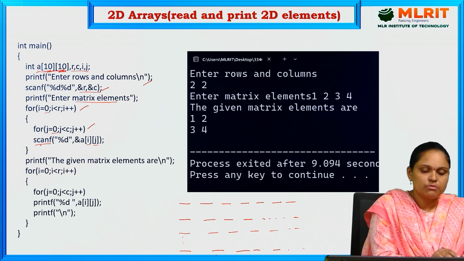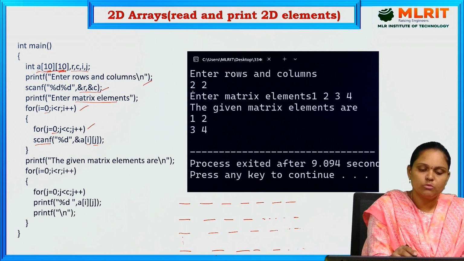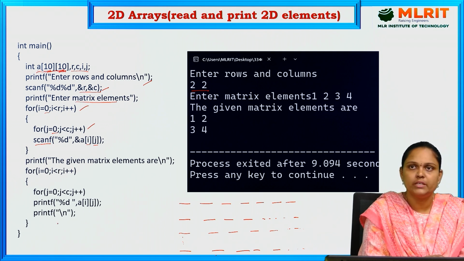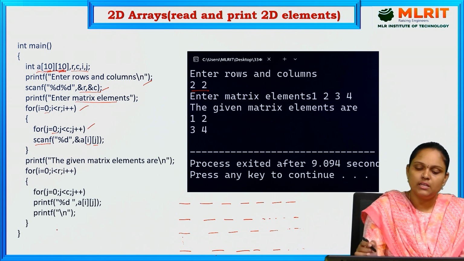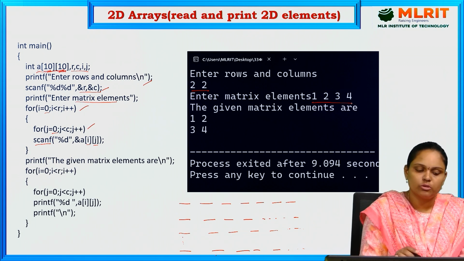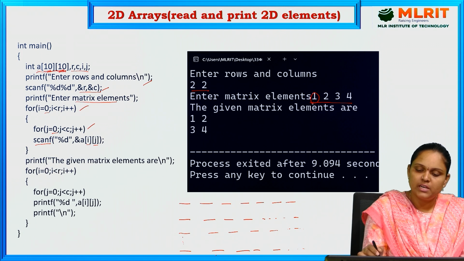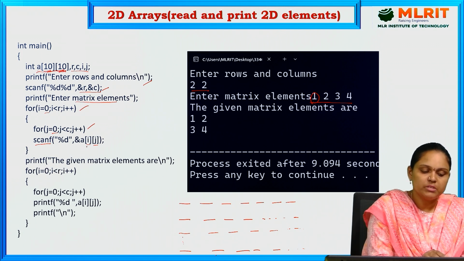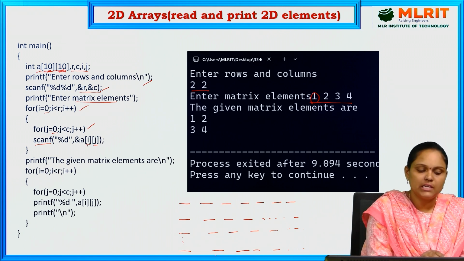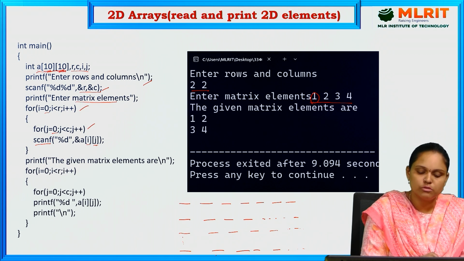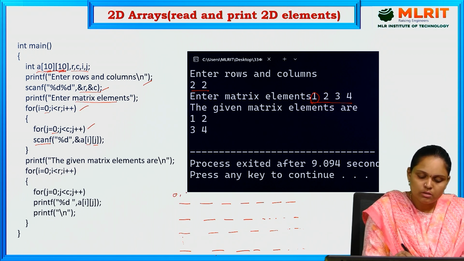So whatever first value we have given, here we have given the rows and columns as 2 and 2. So we are taking a 2 by 2 matrix and we are entering the matrix elements as 1, 2, 3, 4. So the first value 1 will be read by using this scanf statement and it will be stored at the address of A[i][j]. Here the i value initially and j value is equal to 0. So in the 0th comma 0 index, this is the 0th row and this is the 0th column, the first value will be stored.